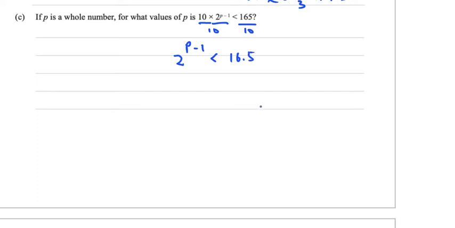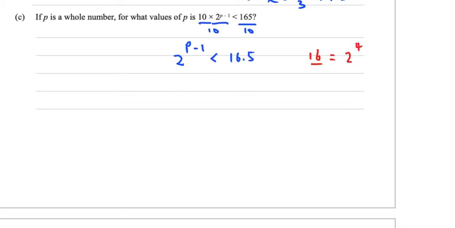Okay, based on the previous question, we already know when we're dealing with exponential equations or inequality, we want to turn everything into the same base. So, hold on, 16.5, we can't really turn 16.5 into base 2. But we can turn a number pretty close to 16.5, which is 16, into base 2. That's base 2 to the power of 4.